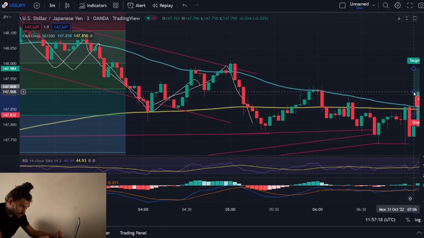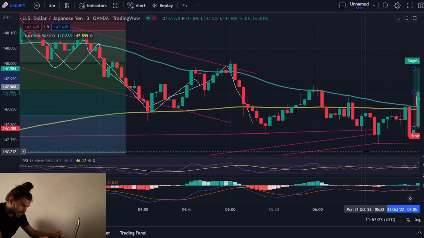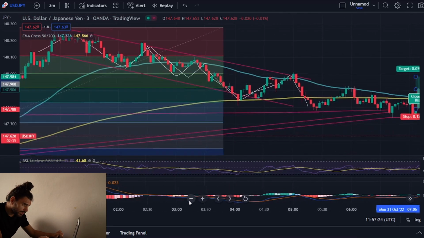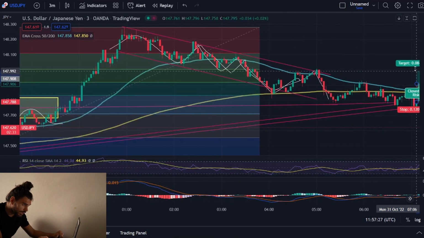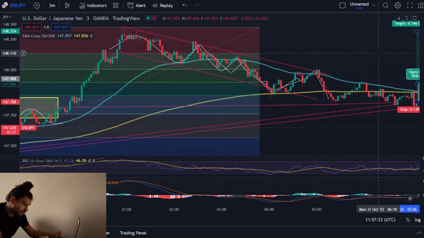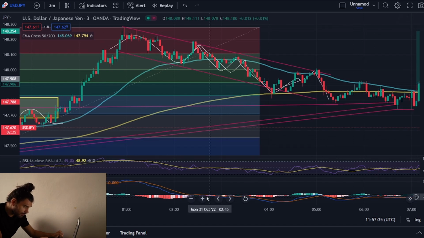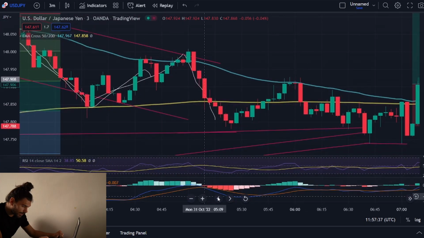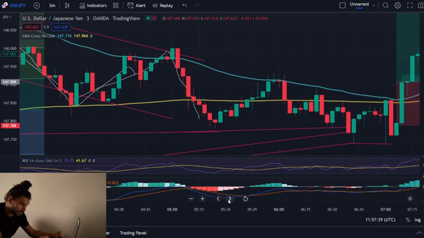So here is where I'm going to enter with my stop loss slightly below the wick of this candlestick. My target here would be my first one, a 1 to 2, but in this case I would target this area and then the previous high, so around here. So now I just let the market run and see what happens.